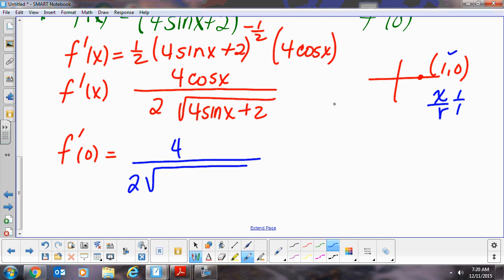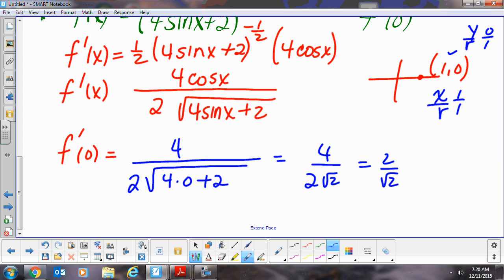Okay, let's work on sine. It's going to be sine 0. So sine is y over r. What's my y? 0 over 1 is 0. So that's going to be 4 times 0 plus 2. So that's going to be 4 over 2 square root of 2, which is 2 over square root of 2.